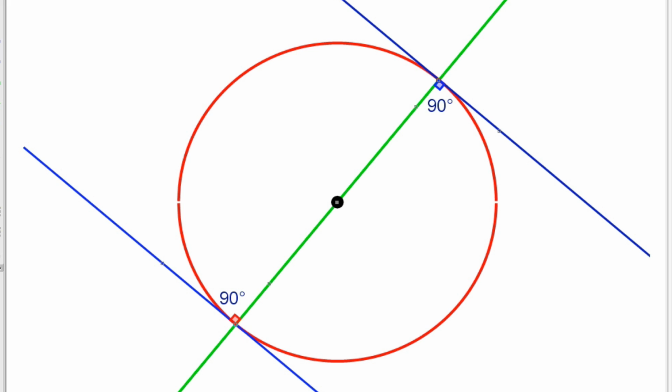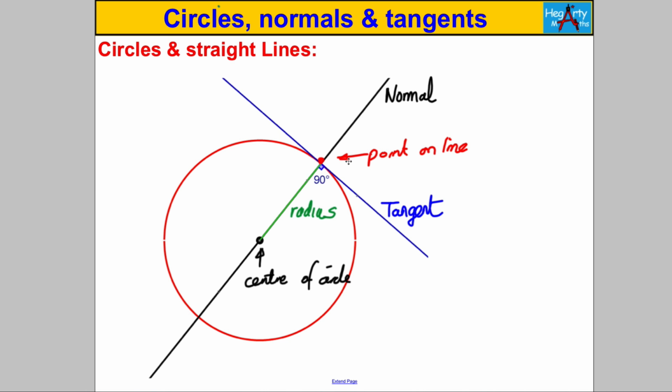Okay, so let's formalize that idea. Here's a little annotated diagram with all that information. So we know that a tangent, a line that touches the circle, meets a radius at 90 degrees. And we call a straight line through the radius, meeting the tangent at that point, a normal line. Okay? And very often, we know the coordinates of that point on the line, and we'll know the center of the circle.